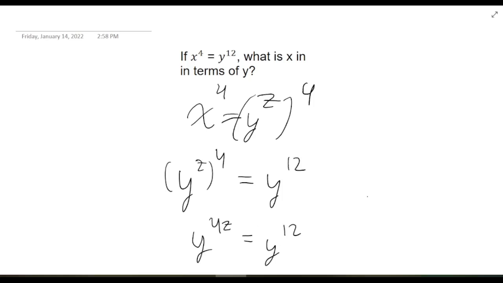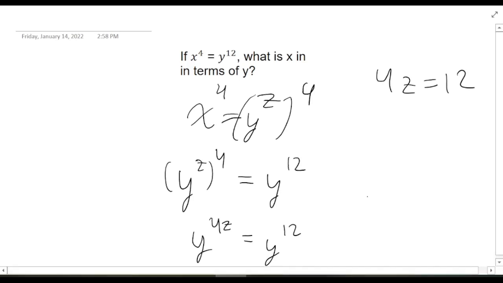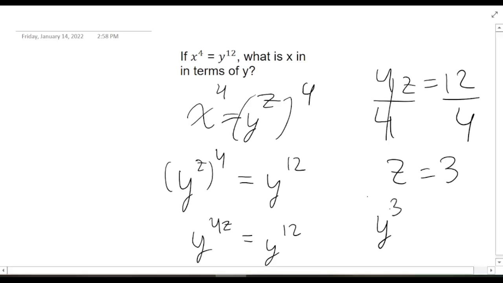And we notice that the bases are the same. So how do we get 4z to equal 12? Well, we can rewrite this as a simple algebraic equation: 4z equals 12. And from here we can divide by 4 on both sides, and we would get z equals 3. So now that we know what z is, z is the exponent of y, we can say that x in terms of y is y to the 3rd.